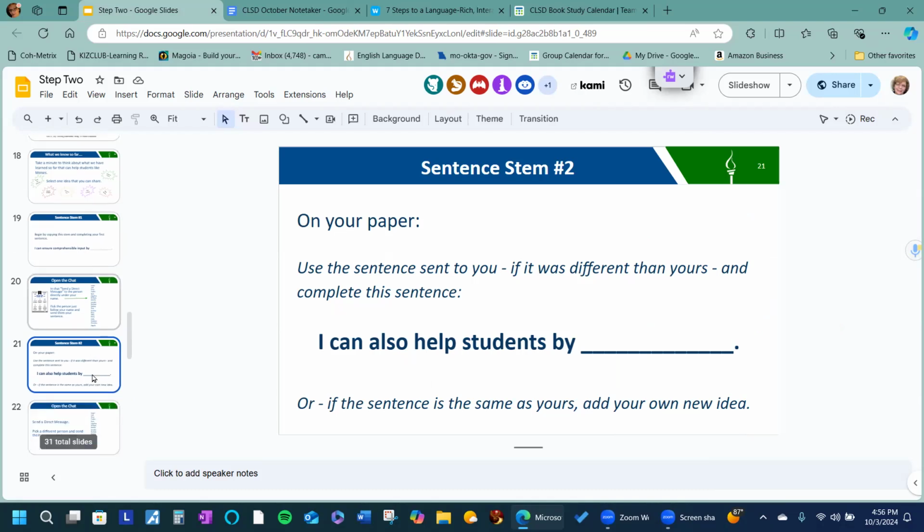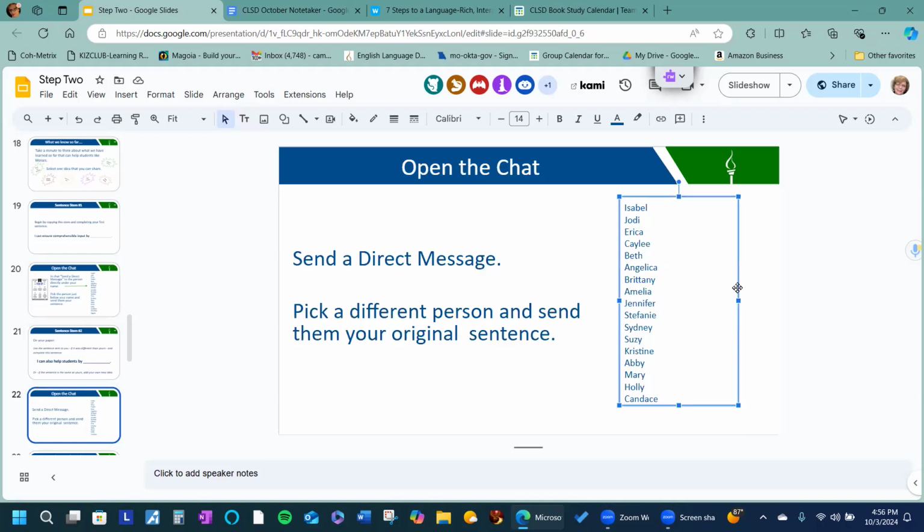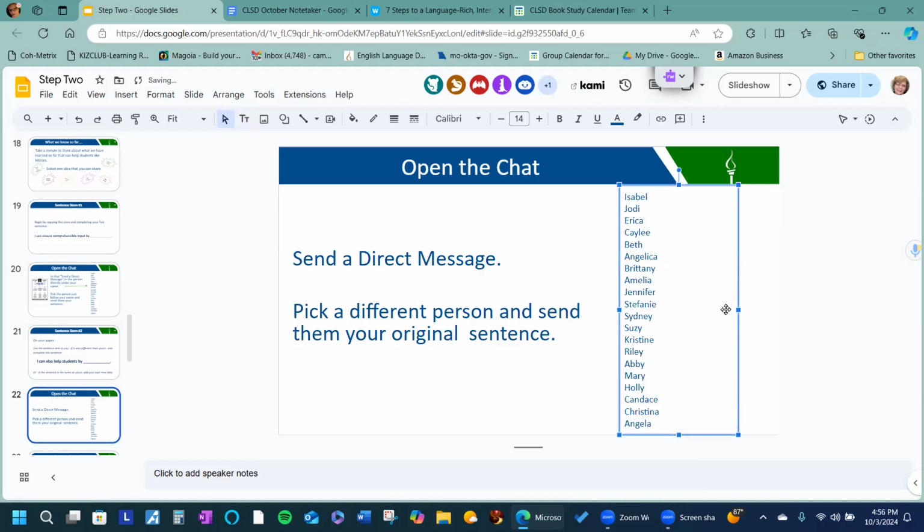Okay. I can also help students by. And then you're going to go, I'm going to change this and add the new one. You're going to go to the next person down the list and send them your original sentence. If we were doing this with students in the classroom, we'd give them the option of sharing their original sentence or sharing one of their new sentences. But in this instance, I'm going to have you share your original sentence with a new person. Okay. So share your original sentence with the next person down the list.